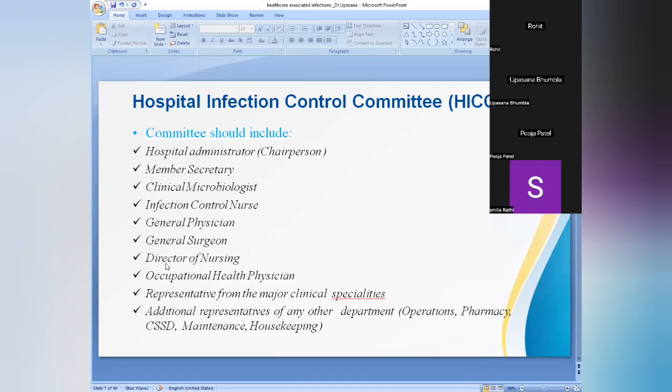The chairperson or the administrator who takes up the responsibility of the financial and the administrative matters. Member secretary and the infection control officers from the microbiology department will be very important as they will help in adhering to the policies and the procedures of the hospital. Infection control nurse forms the high end and the exclusive part of the infection control team. Then people from general physicians, general surgeons, nursing superintendents, ID specialists, and departments of operations, pharmacy, and CSSD maintenance group. They will help us in providing better healthcare facilities.